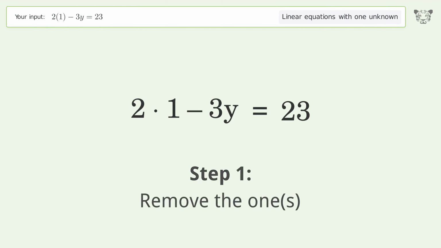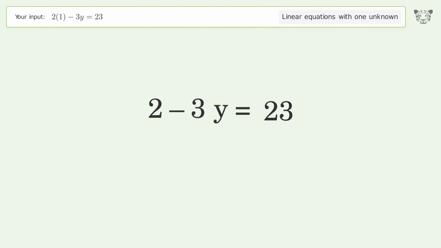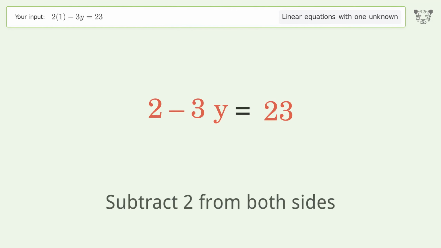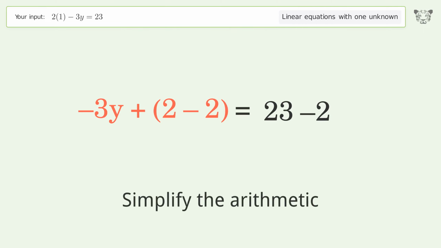Remove the ones. A variable's value does not change when it is multiplied by 1, so we can eliminate it. Group all constants on the right side of the equation. Subtract 2 from both sides. Group like terms. Simplify the arithmetic.